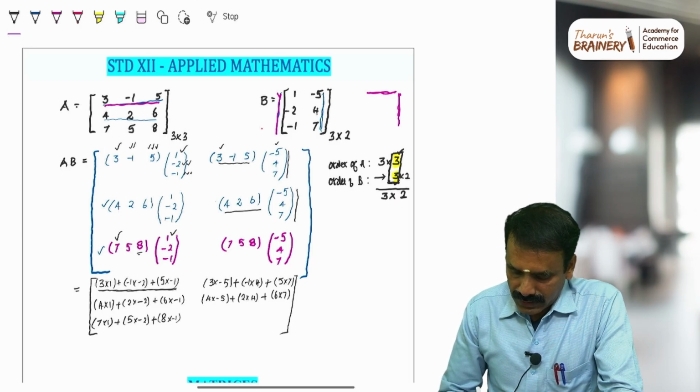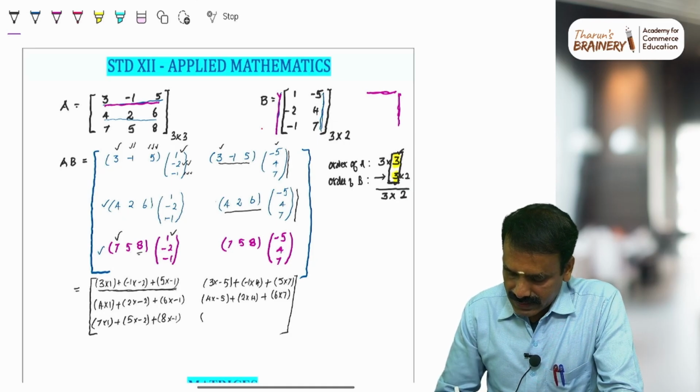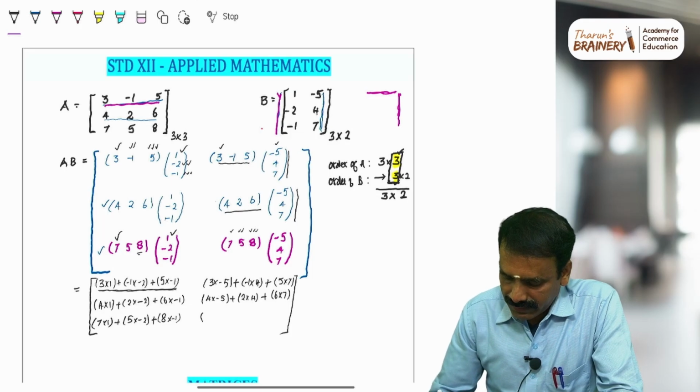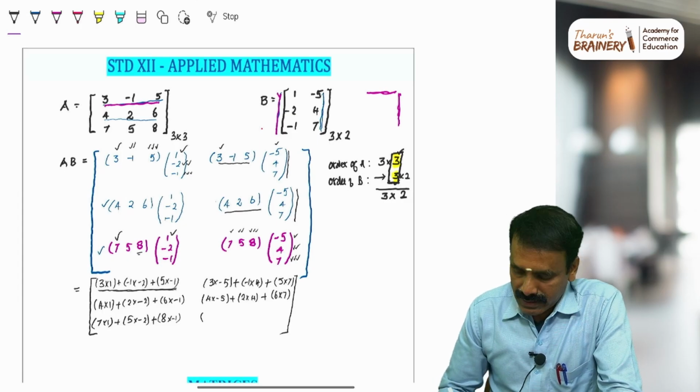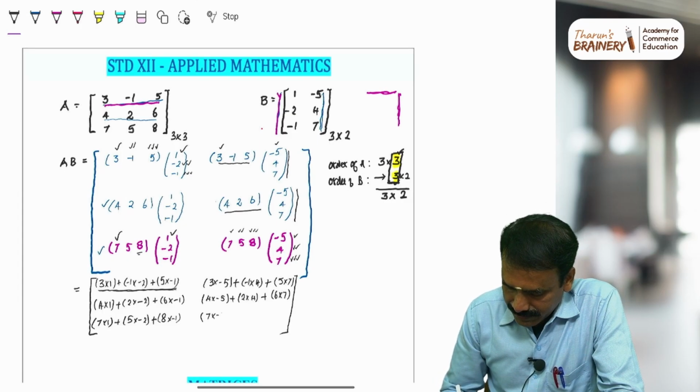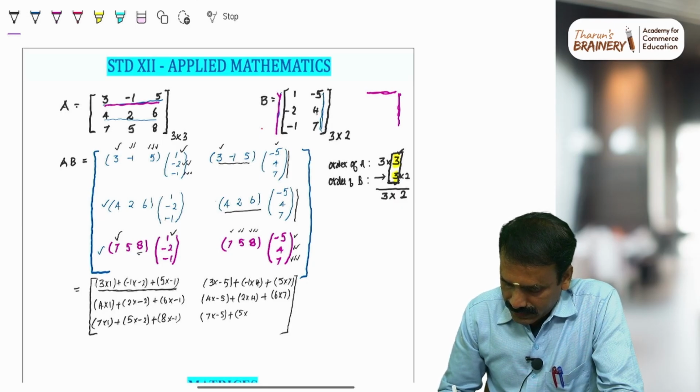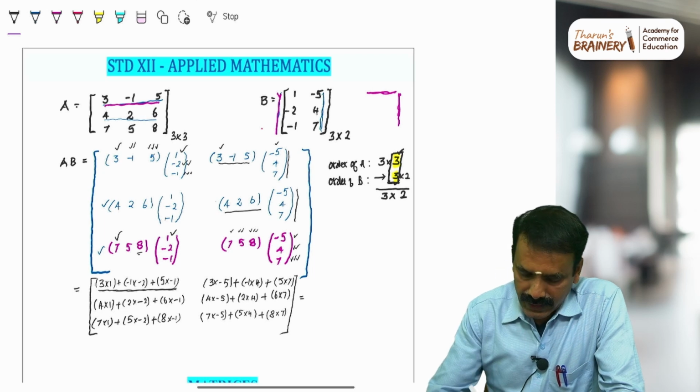Now, third row, first column element is over. Next, third row, second column element. So you can very well see we are having 3 elements, 1, 2, 3 in the horizontal form. In the vertical form also we are having how many elements? 1, 2, 3. So how to multiply? First element is multiplied with first element. What is that? 7 into minus 5 plus 5 into 4 plus 8 into 7 equal to.